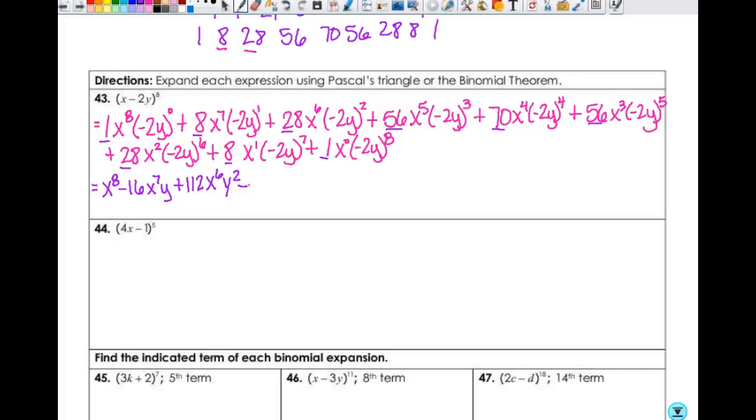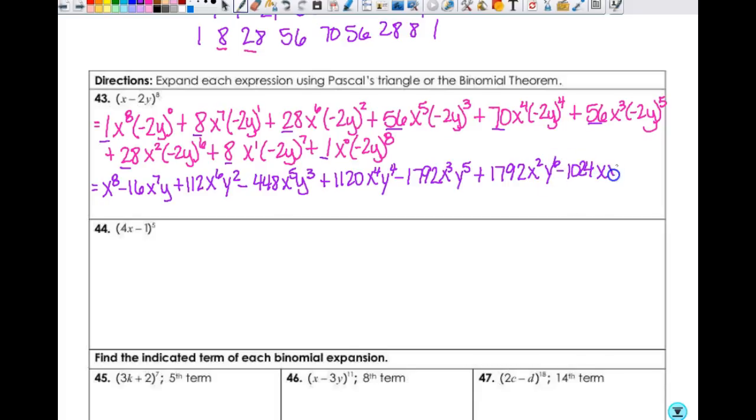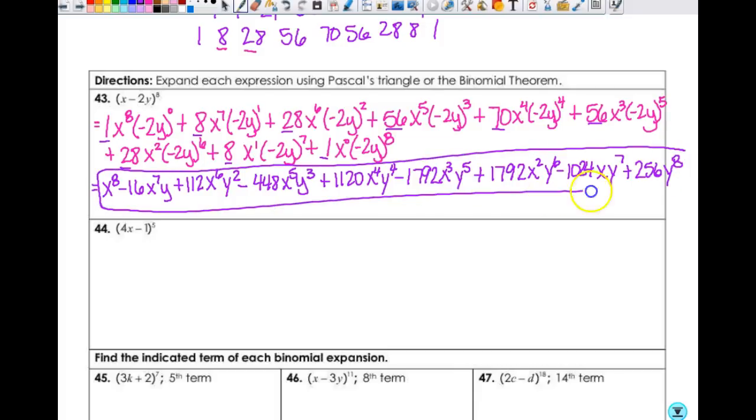So I'm just going to write out the rest of this. Negative 448 x to the 5th y cubed plus 1120 x to the 4th y to the 4th minus 1792 x cubed y to the 5th plus 1792 x squared y to the 6th minus 1024 x y to the 7th plus 256 y to the 8th. And there is your ginormous expansion.